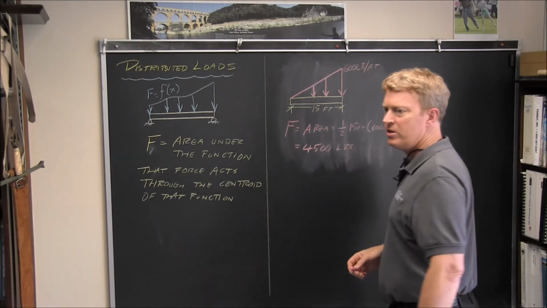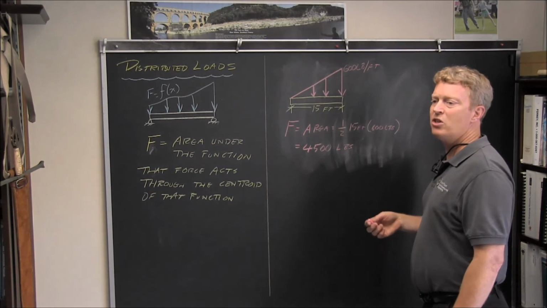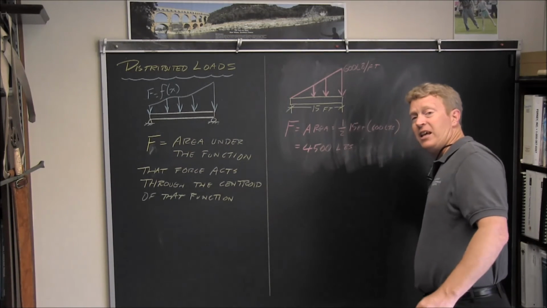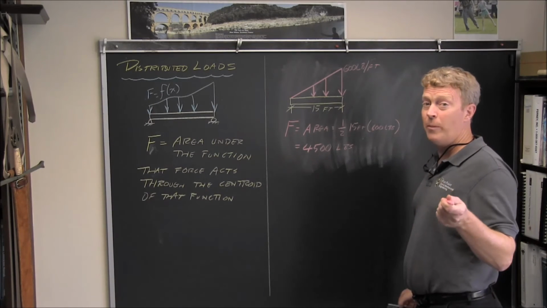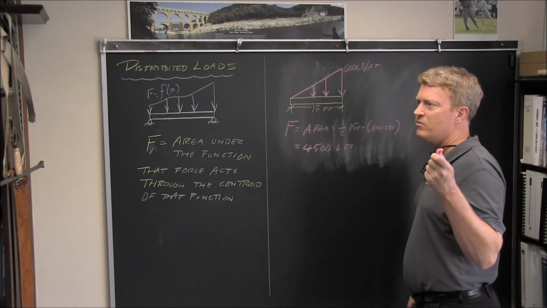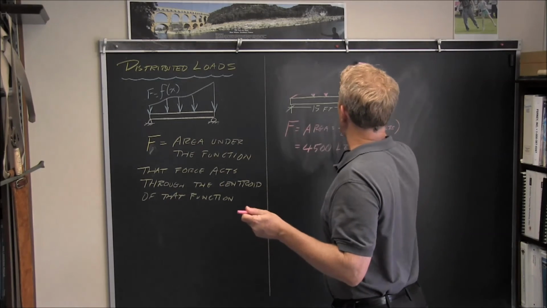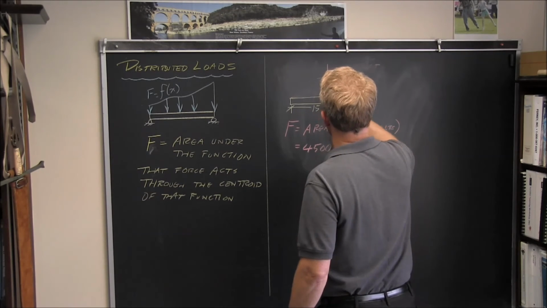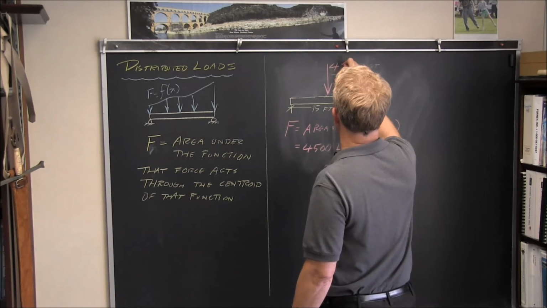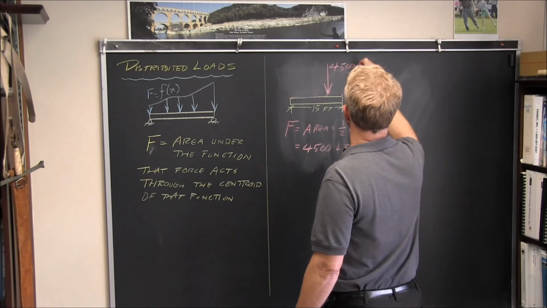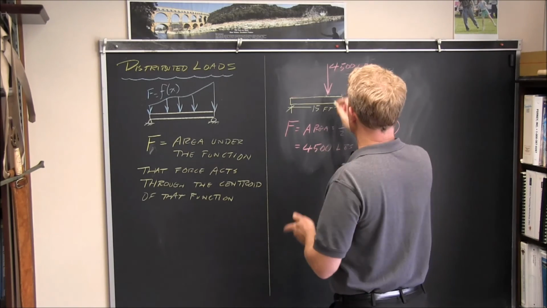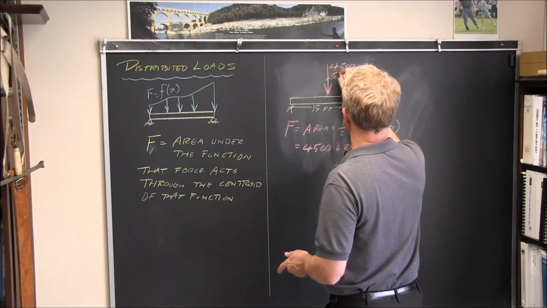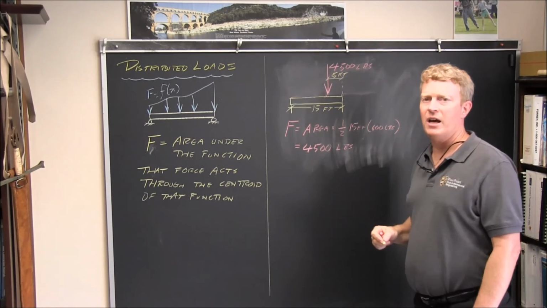Where is it acting downwards? The centroid of a triangle lies 1/3 of the distance from the fat end of the triangle. I'm going to say that again. The centroid of a triangle, and you can look in the back of Philpott for this, lies 1/3 of the distance from the fat end of the triangle. So I'll knock this triangle off of here, and I'm going to replace it with a force of 4,500 pounds. And where is it acting? It's acting 5 feet from the left-hand side.